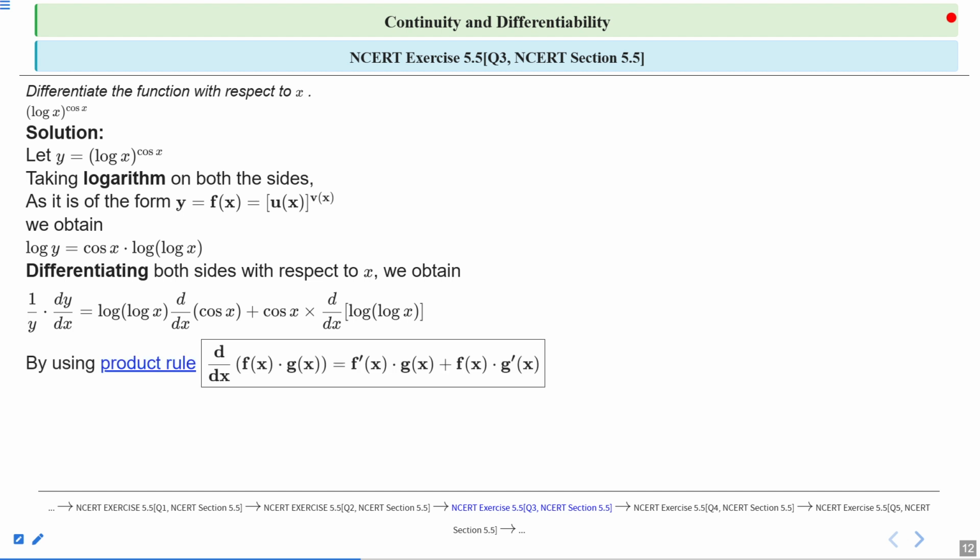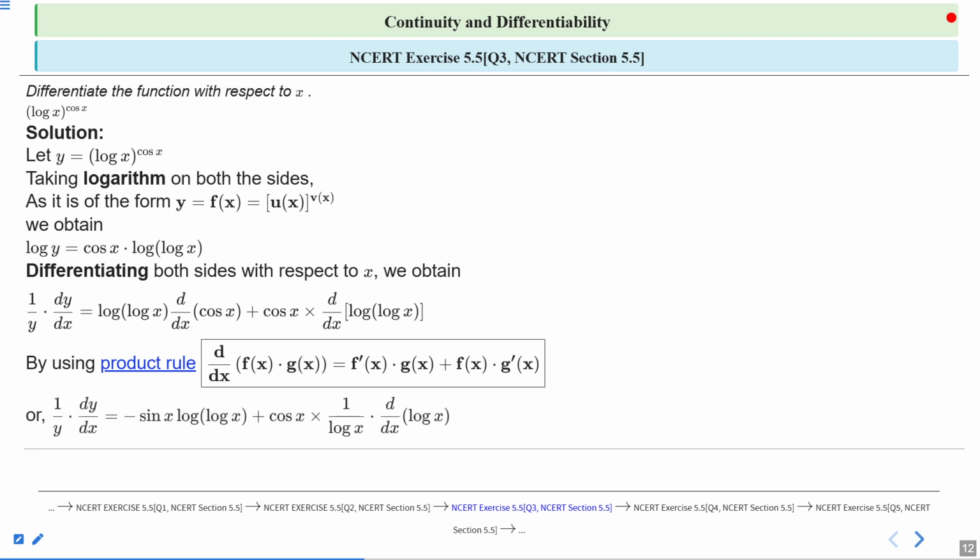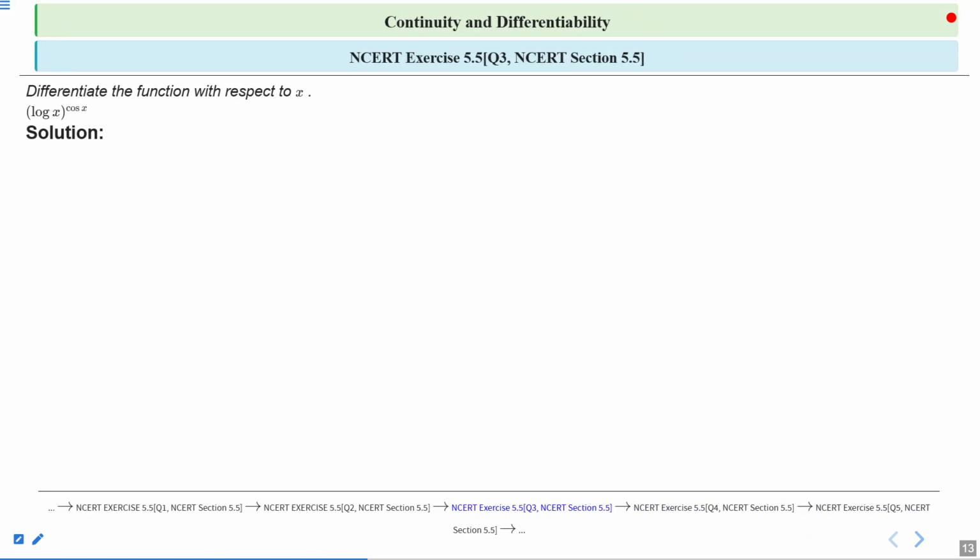Now by using the product rule, we will have d upon dx of f(x) into g(x) will be equal to f dash x into g(x) plus f(x) into g dash x, right? Or 1 by y dy by dx will be equal to minus sin x log(log x) plus cos x into 1 by log x into d upon dx of log x, right? Clear? Or we can write it as dy by dx is equal to y times [minus sin x log(log x) plus cos x upon log x into 1 upon x], right?